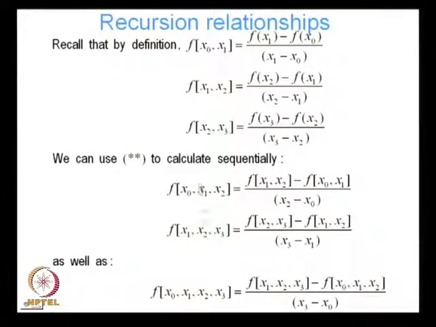So now if I know these, f of x0 x1 x2 and f of x1 x2 x3, I can find out f of x0 x1 x2 x3. And remember, my coefficients are c1 is equal to f of x0 x1, c2 is equal to f of x0 x1 x2, c3 is equal to f of x0 x1 x2 x3. So I can find these coefficients really simply by using these divided difference formulas.